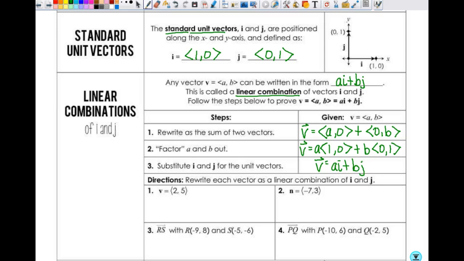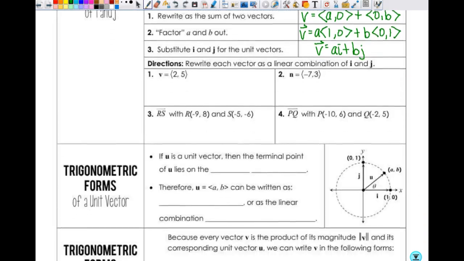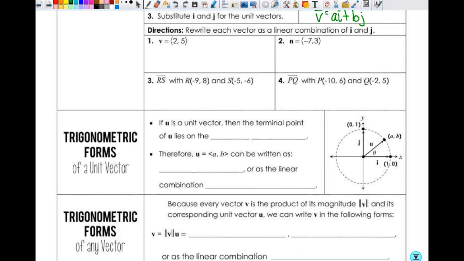So we are going to rewrite each vector at first here as a linear combination of i and j. This should be very simple right here because this is just going to give us that v is equal to 2i plus 5j. That means that n is equal to negative 7i plus 3j. It's that easy.